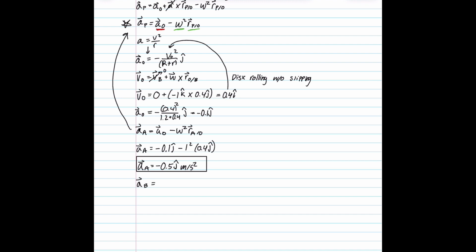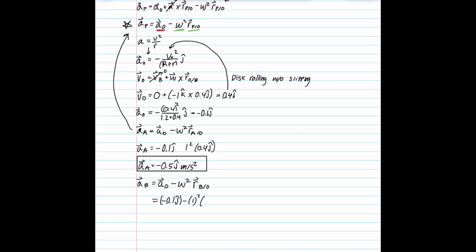Okay, so now replace P with B to find the acceleration of point B. With respect to O, the acceleration of point O is going to be the same as before, negative 0.1 j hat, minus, and then let's put a negative sign in there with the 1 to be negative 1 squared. And I'll go ahead and fix it up above too, right in there for the acceleration of A also.